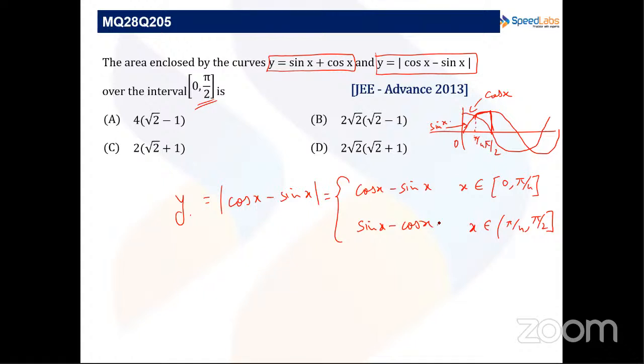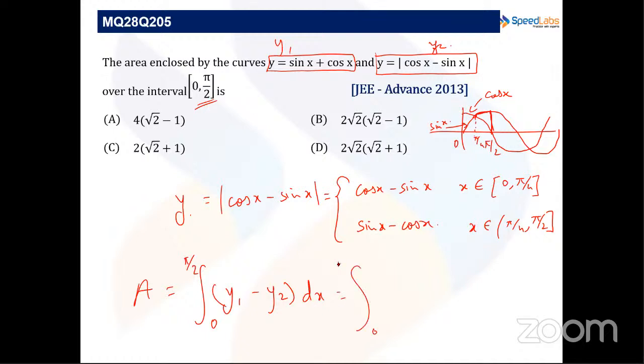Now we have to find the area enclosed between these two curves. So if we say this is y1 and this is our y2, we need to find the area from 0 to pi by 2 of (y1 minus y2) dx.